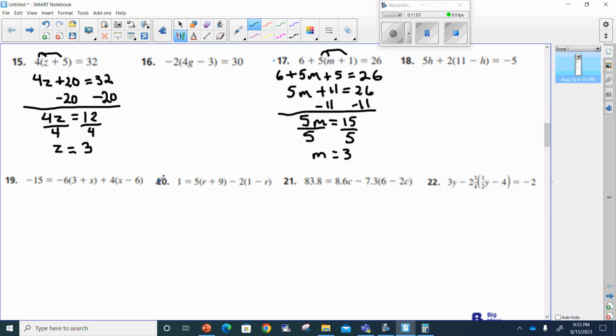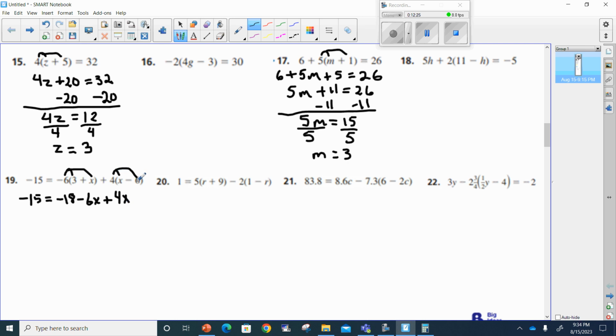All right, let's go to number 19. Again, I'm going to distribute properties. This will give me negative 15. Negative 6 times 3 is going to give me negative 18. Negative 6 times x is minus 6x. Plus 4x, because 4 times x is 4x.